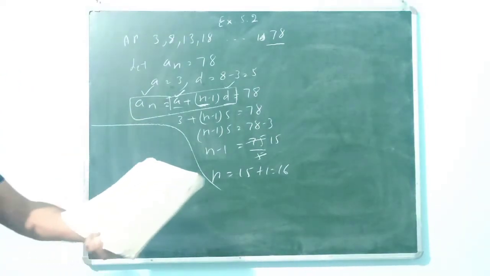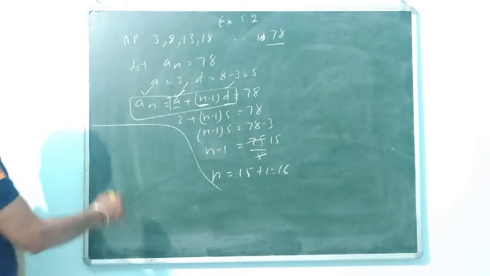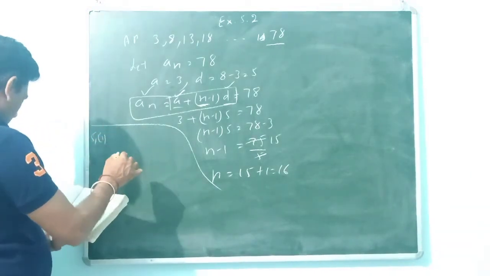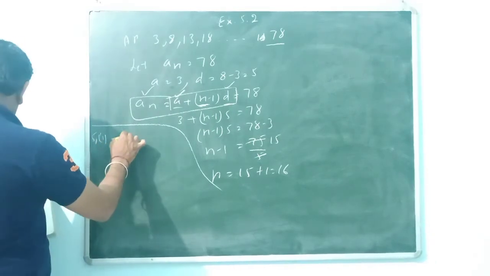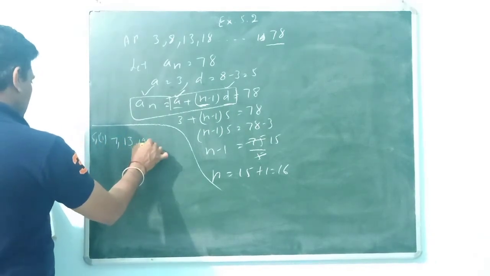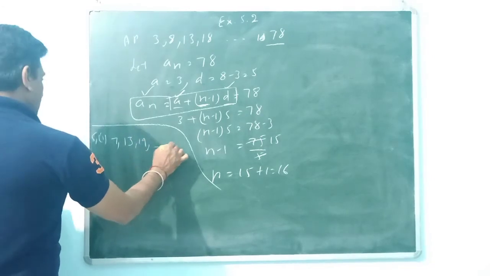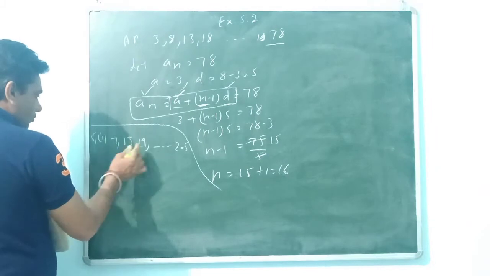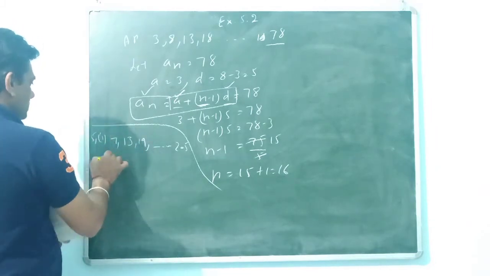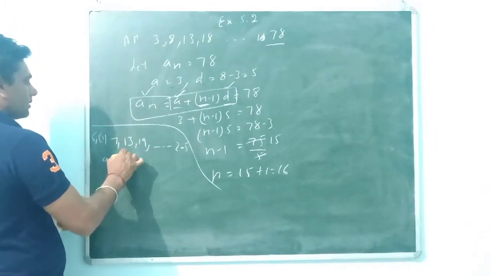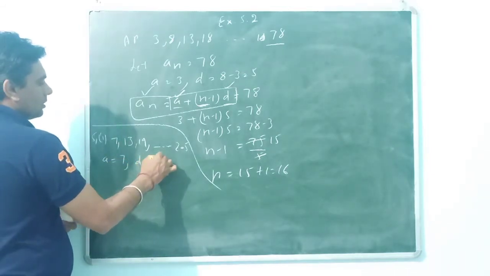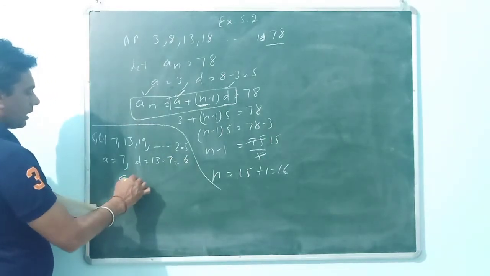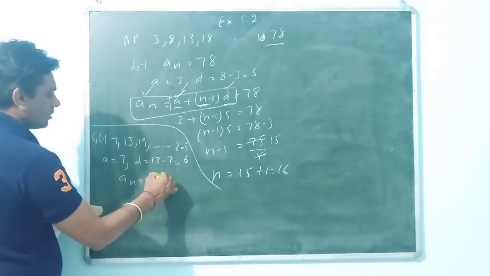Find the number of terms in each of the following APs. Question 5, first part. The AP is 7, 13, 19, ..., 205. From this AP, we have to find what is given. Given is a = 7, d = 13 minus 7, that is 6, and an = 205.